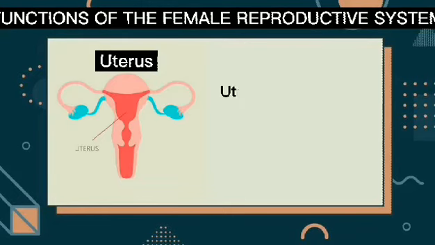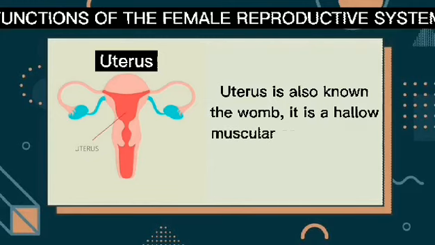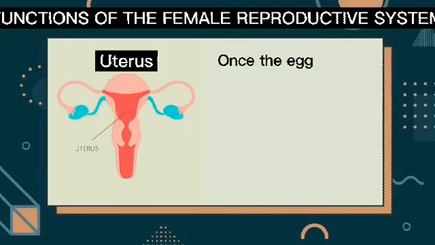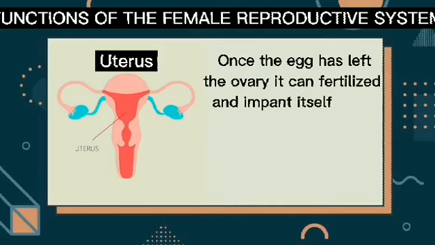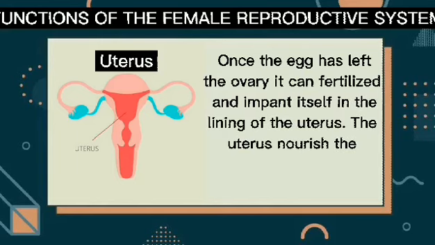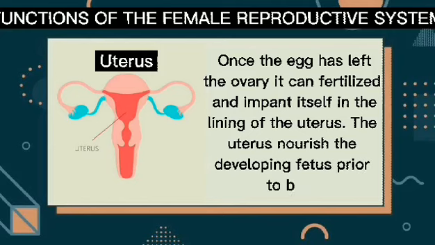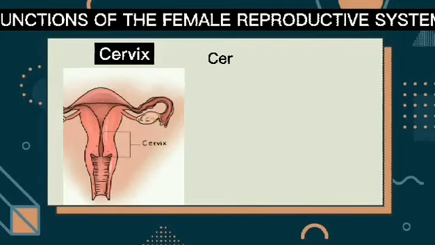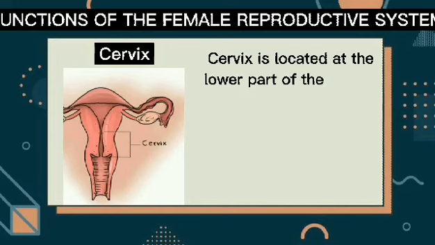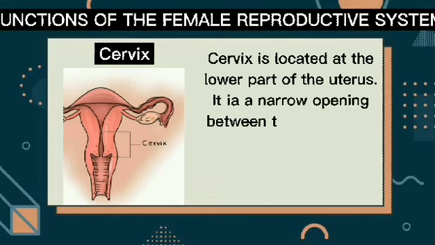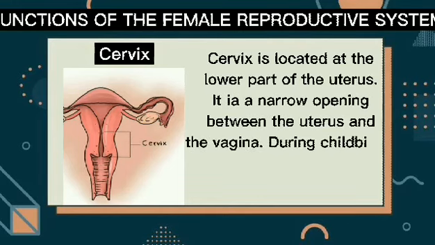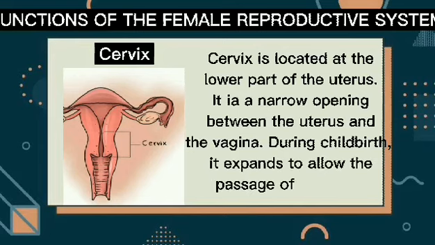Uterus. The uterus is also known as the womb. The uterus is a hollow muscular organ located at the lower abdomen. Once the egg has left the ovary, it can be fertilized and implant itself in the lining of the uterus. The uterus nourishes the developing fetus prior to birth. Cervix. The cervix is located at the lower part of the uterus. It is a narrow opening between the uterus and the vagina. During childbirth, it expands to allow the passage of the baby.